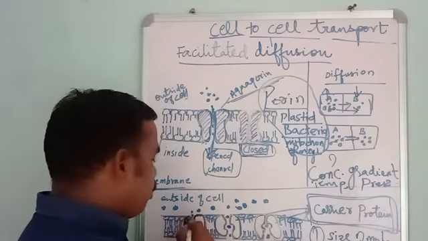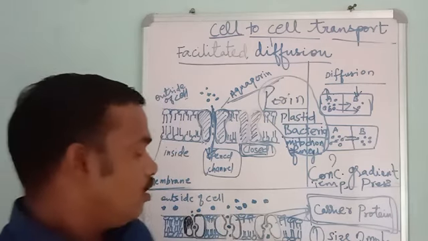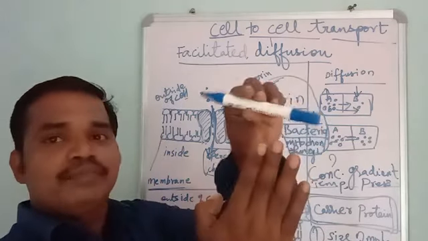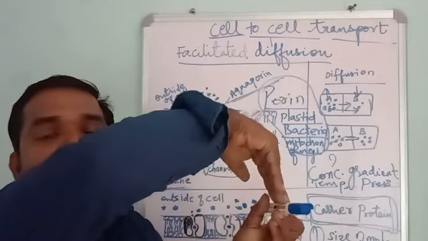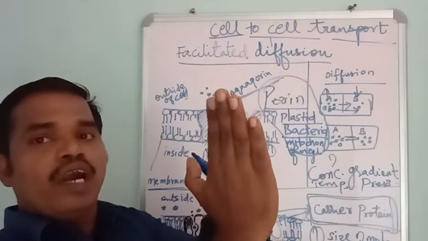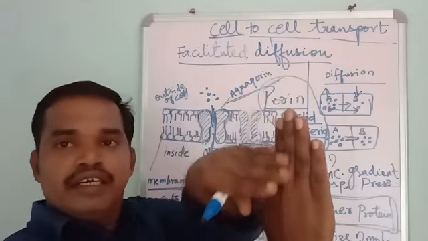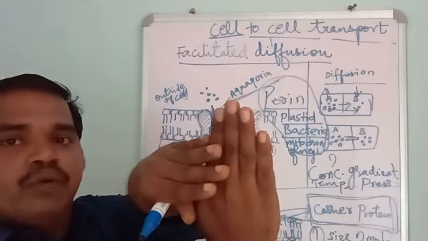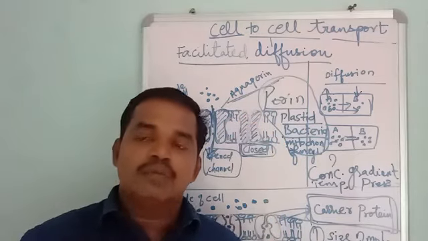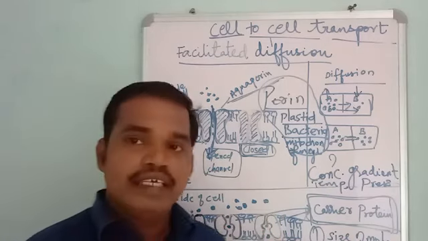Once the carrier protein receives the larger substances or protein molecules, they rotate. This is the front side, and this is the back side. Once the molecules come and attach on the front side of the carrier protein, the carrier protein rotates and pushes this larger molecule into the cell. Got it? So that is the function of the carrier protein.